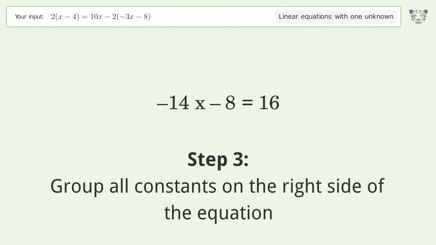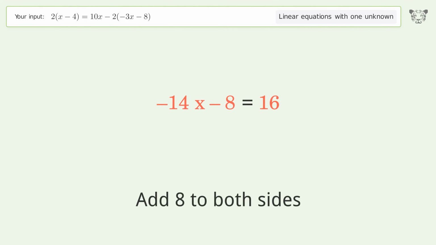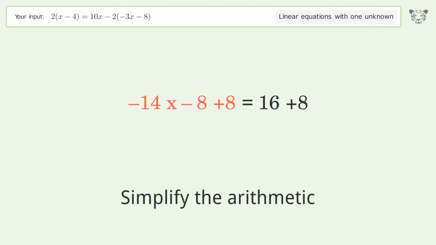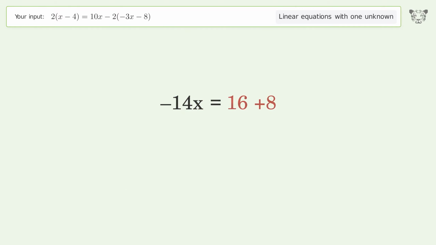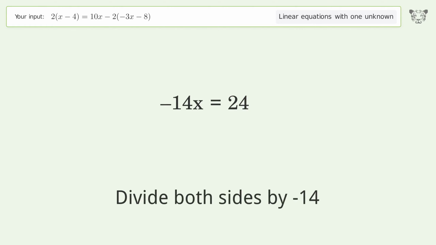Group all constants on the right side of the equation. Add 8 to both sides. Simplify the arithmetic. Isolate the x. Divide both sides by -14.